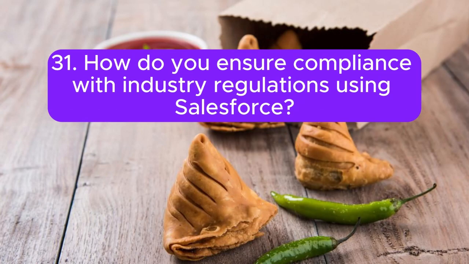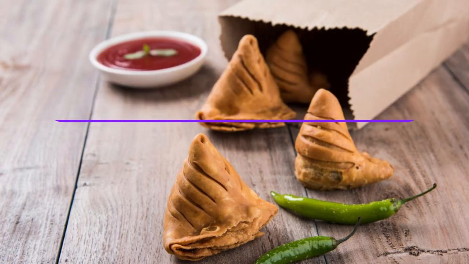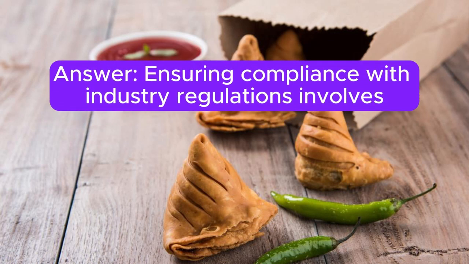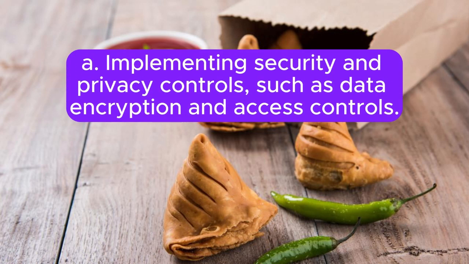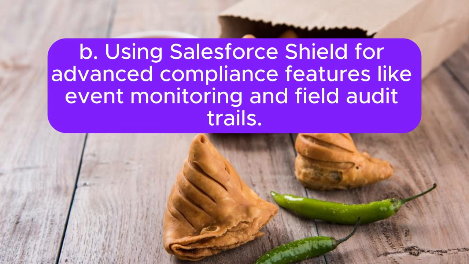31. How do you ensure compliance with industry regulations using Salesforce? Answer: Ensuring compliance with industry regulations involves A. Implementing security and privacy controls, such as data encryption and access controls. B. Using Salesforce Shield for advanced compliance features like event monitoring and field audit trails.